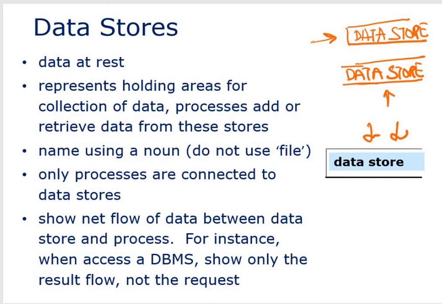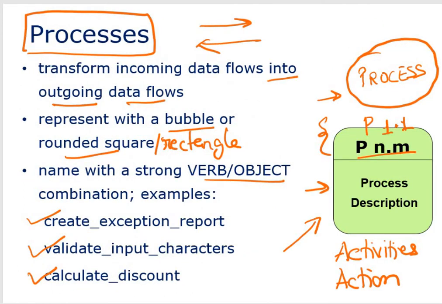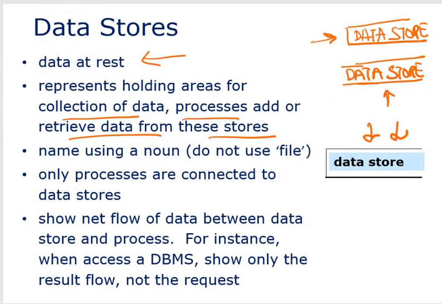So data store is like data at rest. This represents holding areas of collection of data. The processes add or retrieve data from these stores. So the processes which we saw here will be either adding or will be retrieving the data from these data stores. So I can name it using a noun, right? And it's advisable not to use a file. So only processes are connected to data stores.